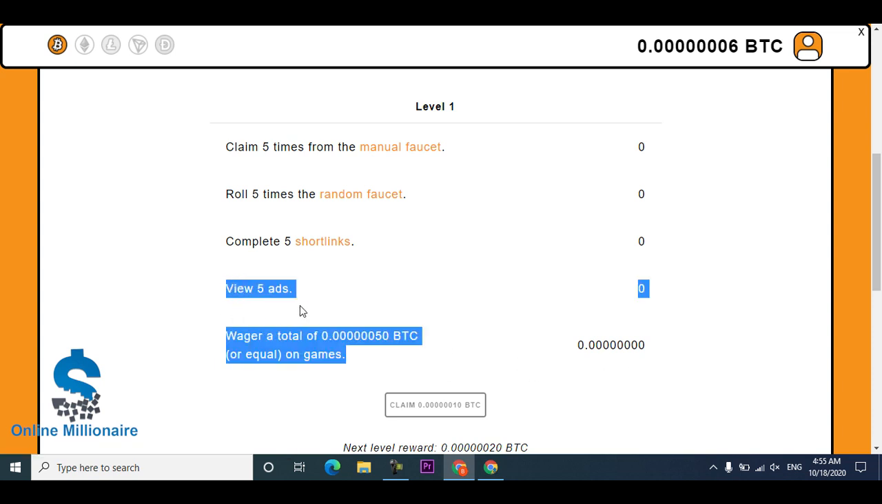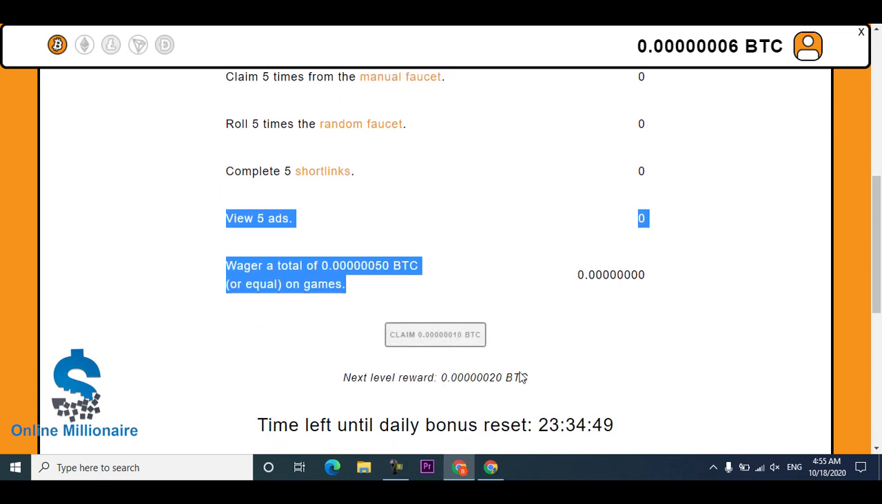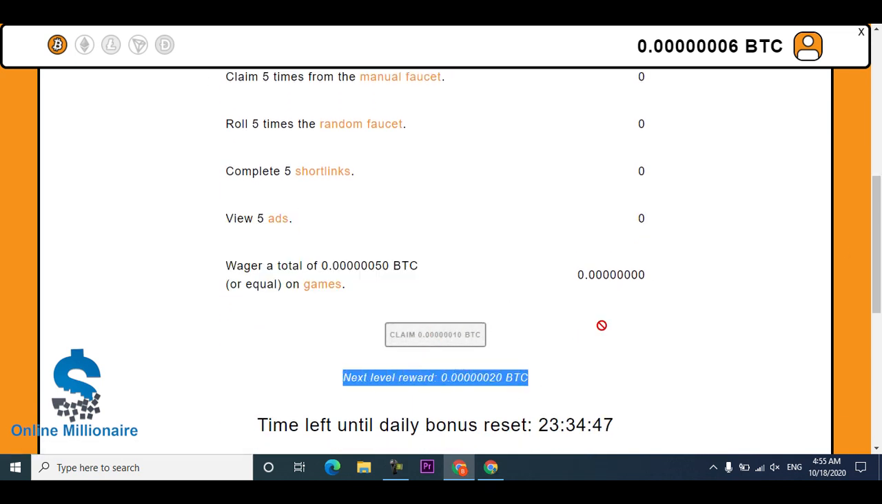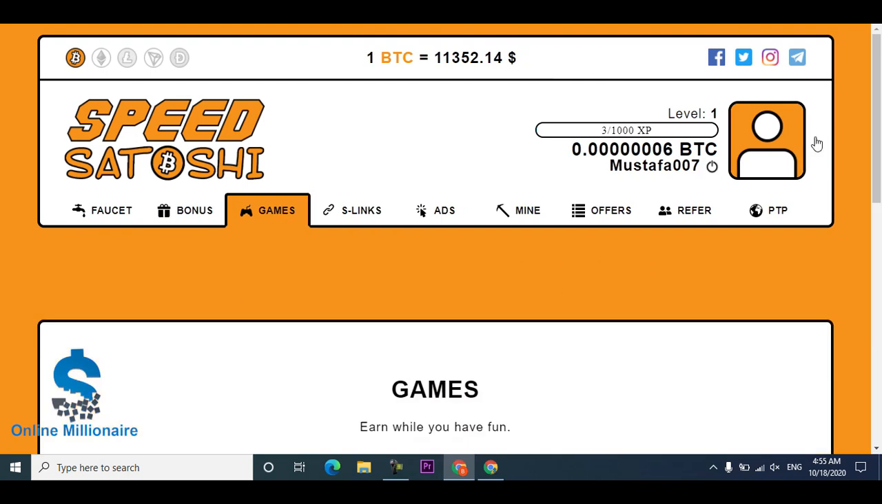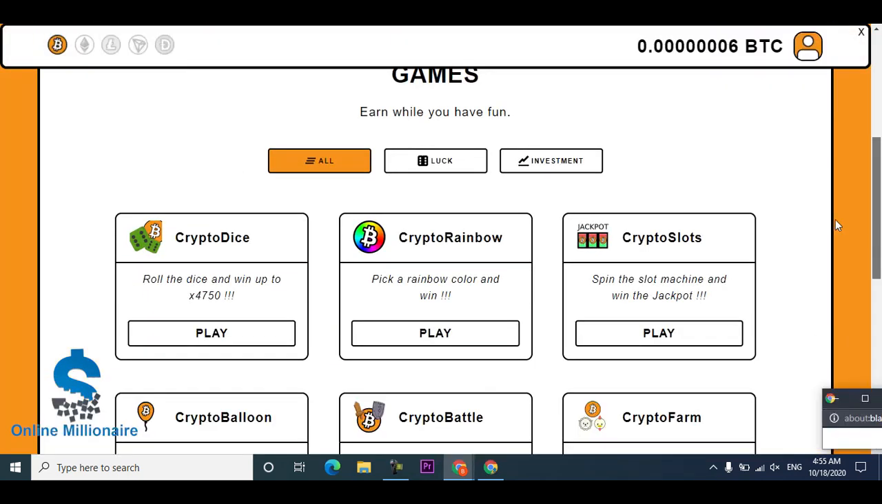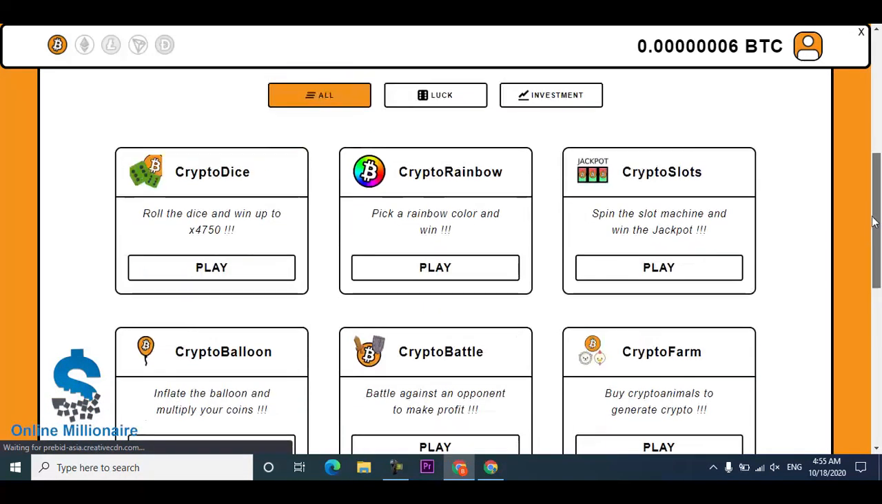Okay, and for now it is 10 BTC for a claim. The next one is 20 every day. This one is going half. Okay, the next one is game. You can play games and you can earn. Okay, 6 games are available on this website, and you can play all of these games and earn much more.